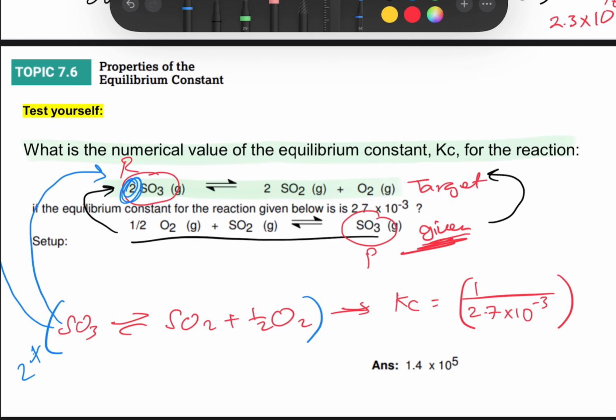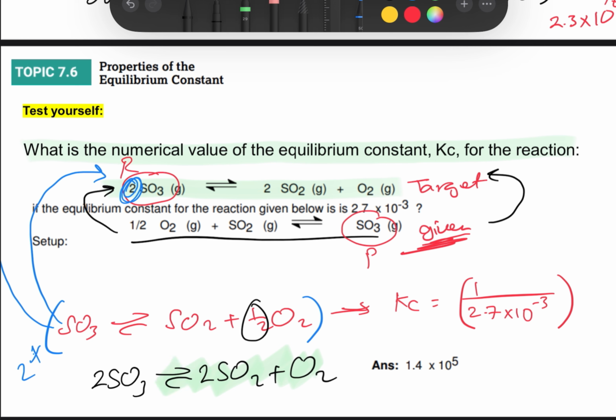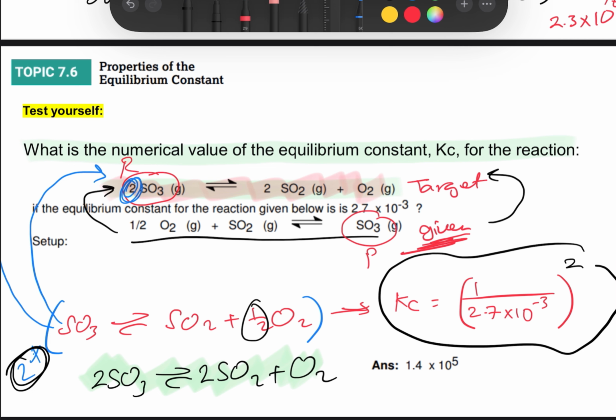So if you multiply it by 2, it becomes 2 SO3. You have 2 SO2 plus 2 times half, which is equal to O2. So it's the same as the target one, if you can see. Okay, it's the same as this one. So since you multiply it by number 2, or coefficient 2, then it should be raised to the power 2. And if you apply this processing here, you will end up with this answer.